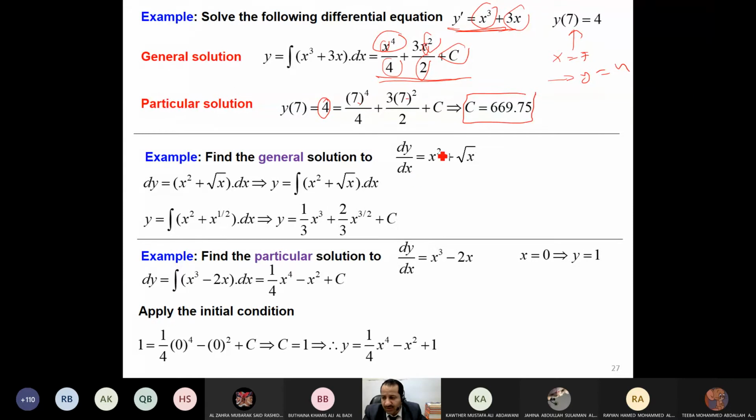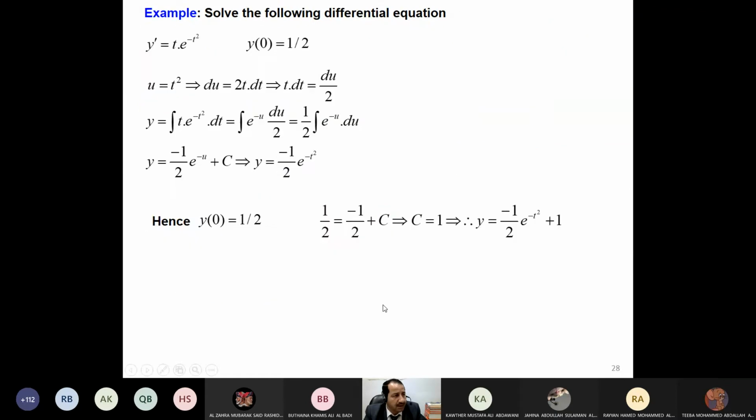And more problems here, as you can see. X squared plus square root x. This needs to be converted into x to the power 1 over 2, similar to this. And then I integrate: x squared plus 1 to the power 3 over 3, x to the power 1 over 2 plus 2 over 2 over the new power, as you learned in semester 1, plus c, and so on.